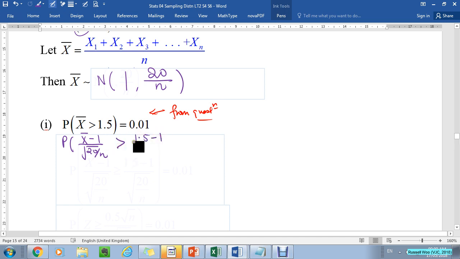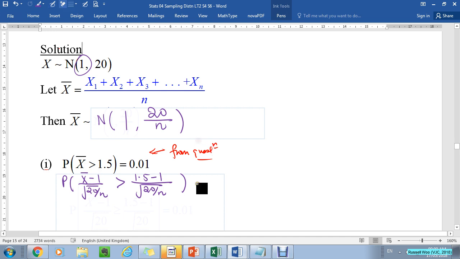I minus 1 divided by square root 20 over n on both sides of the inequality. Sorry. I repeat one more time, from here to here, all I did was to minus 1 divided by the standard deviation on both sides of the inequality. Nothing wrong, I do the exact same operation on the left and the right of the inequality. Okay, nothing wrong. Why do I do that?